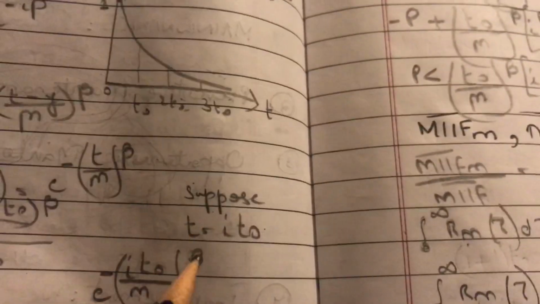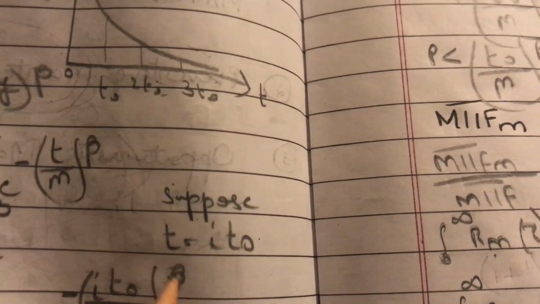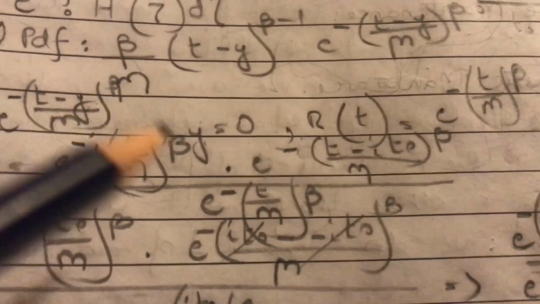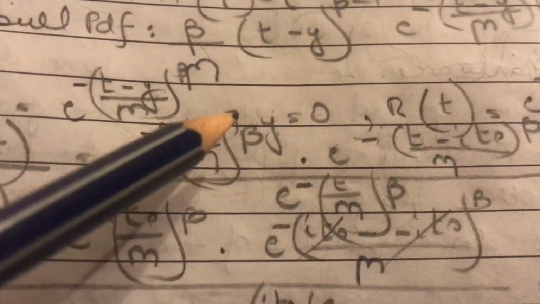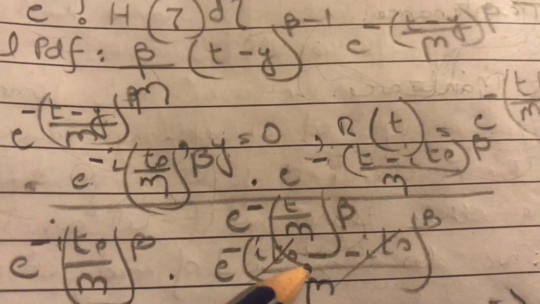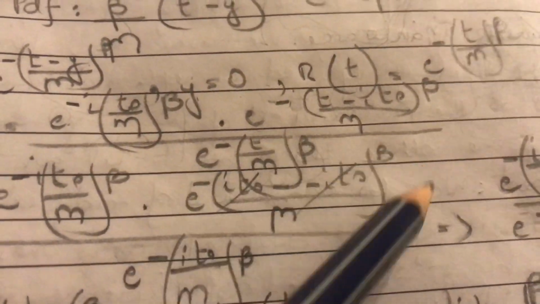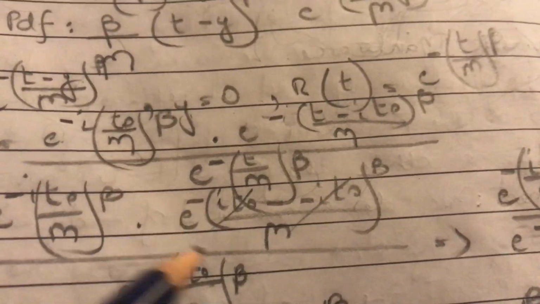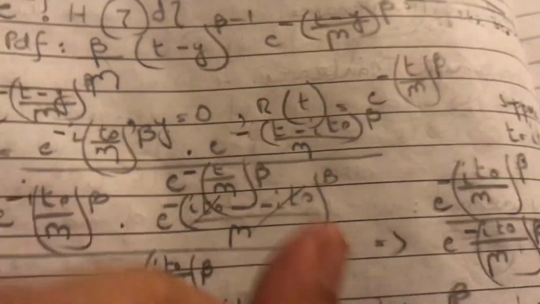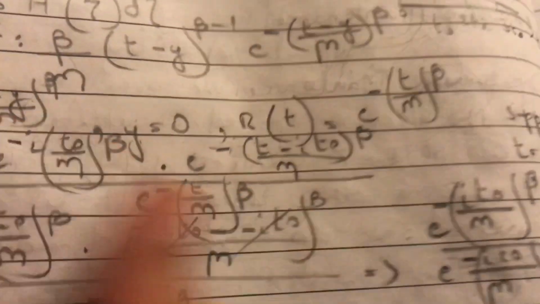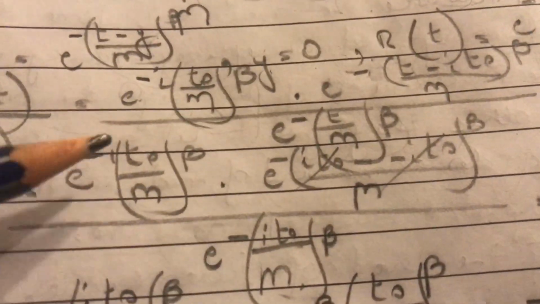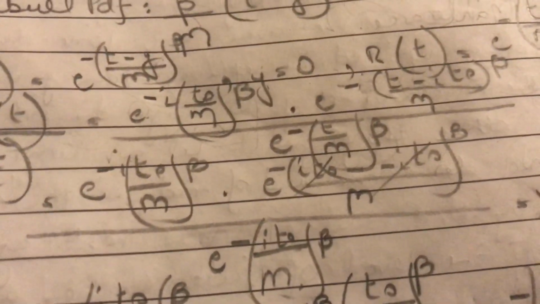Now what happens? We suppose that t is equal to it0. When we suppose t is equal to it0, we substitute the values for t. Here it comes it0, and here also it comes it0. This cancels by this. When this cancels, it becomes 0, and e to the 0 is 1. So this is removed. Now we have what we have left. This is left and this is left. They both are left. Now we need to work on these two.